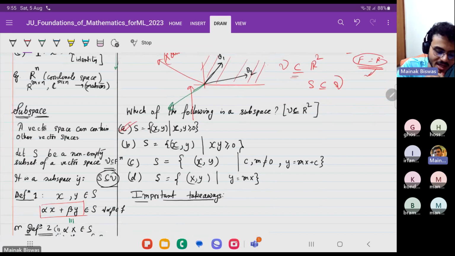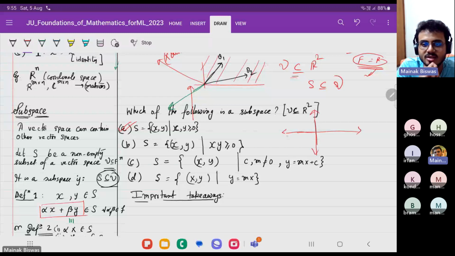Similarly, x, y greater than 0, is it a subspace? Someone else? People who are not interacting, see, if you don't interact, you will not feel the interest like others are feeling in such interesting sessions. You will also not feel.